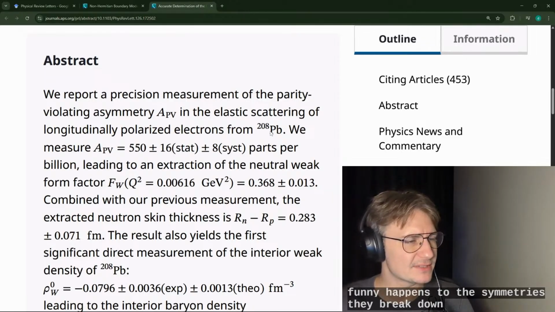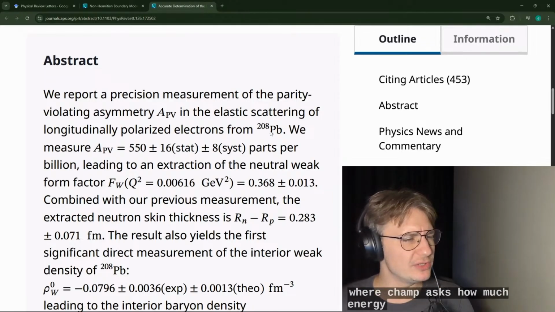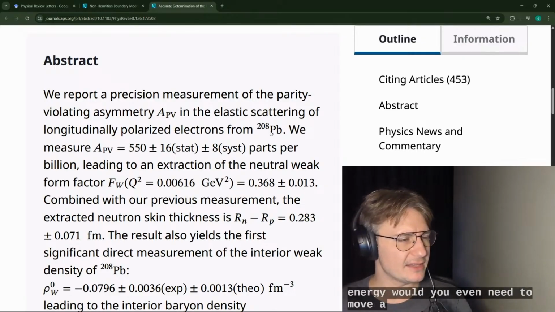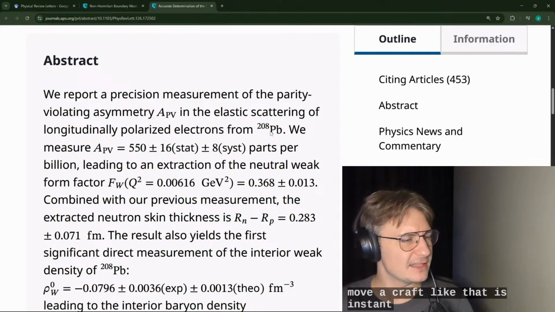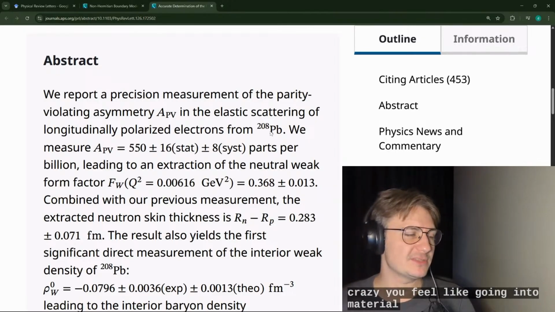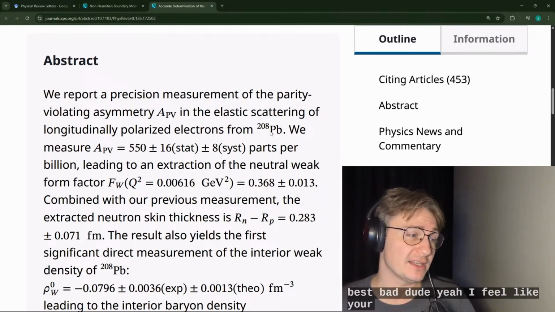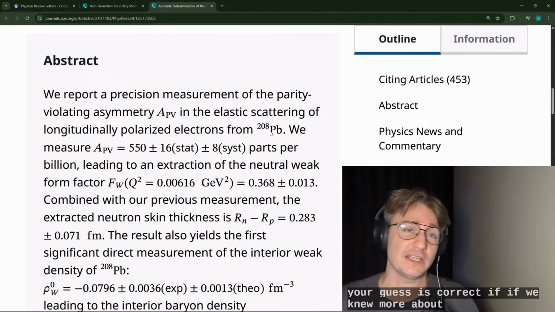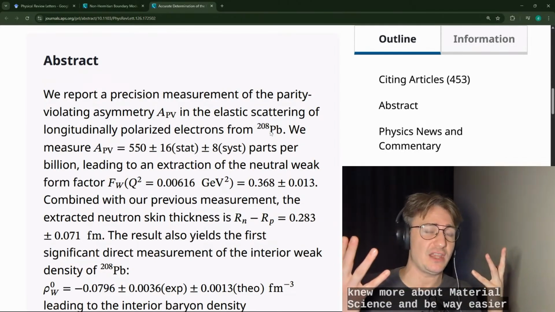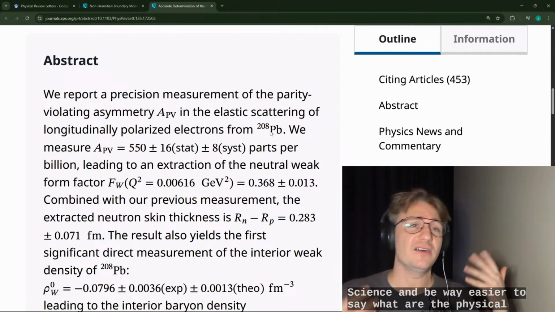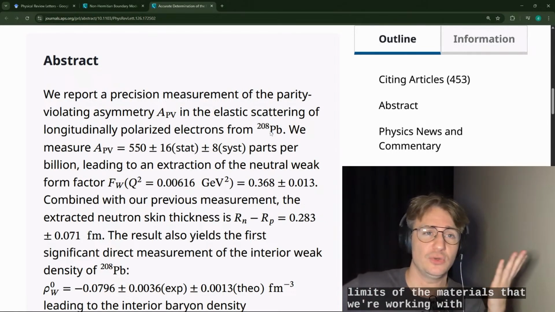Weird Champ asks, how much energy would you even need to move a craft like that? Is instantaneous acceleration crazy? You feel like going into material science would be the best bet. Dude, yeah, I feel like your guess is correct. If we knew more about material science, it'd be way easier to say what are the physical limits of the materials that we're working with. I totally agree.